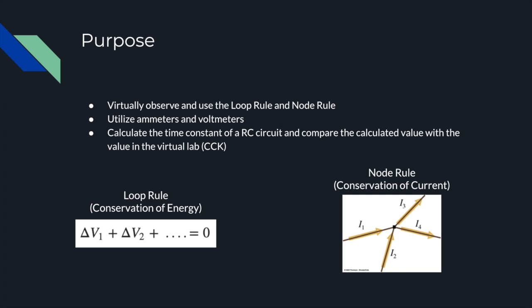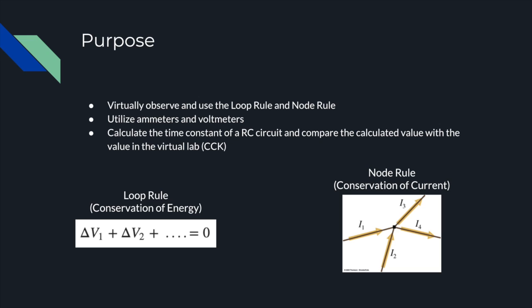The purpose of this lab is to observe and use a loop rule and node rule using a virtual simulation in the program Circuit Construction Kit. Other purposes of this lab include familiarizing ourselves with the use of ammeters and voltmeters and calculating the time constant of an RC circuit, which I found to be 5.988 seconds, and comparing the calculated value with the value in the virtual lab.